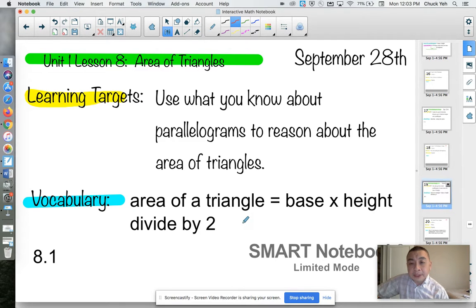Please make sure you put this also in your table of contents. Unit 1, Lesson 8, in whatever page number you're on. After this lesson, I think either tomorrow or Wednesday, I will have a notebook check. Right? So go ahead and pause this and write this down.